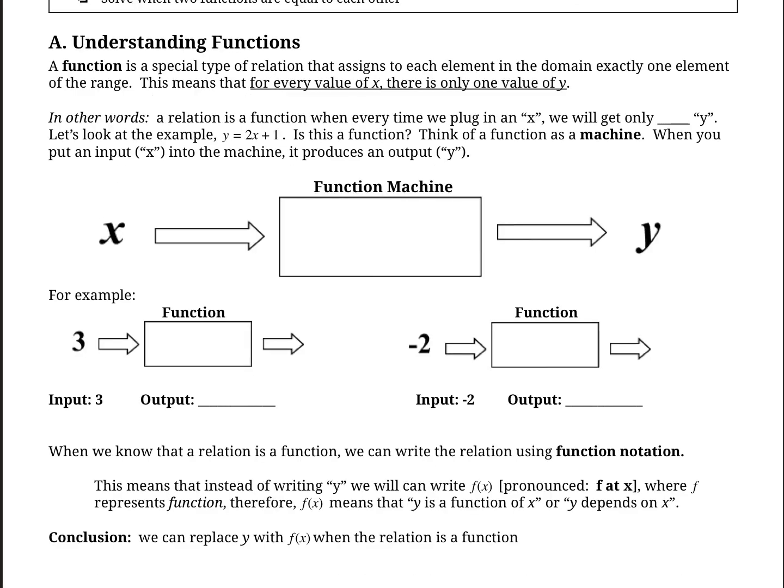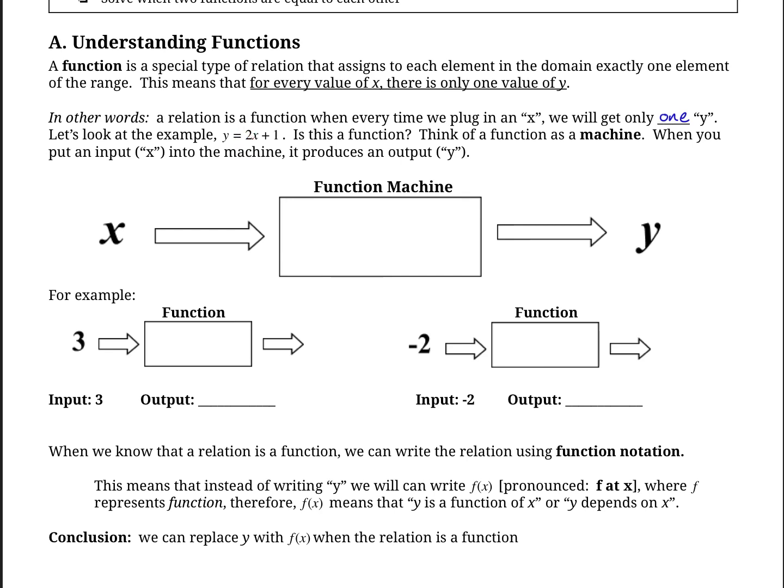So recall that in a function, for every value of x, there is only one value of y. So every time we plug in an x value into a function, we will get only one y value. Now let's look at the example y equals 2x plus 1. Is this a function? Well, yes it is. Y equals 2x plus 1 is a linear relation. All linear relations, unless it has a slope that is undefined, are functions. This in fact has a slope, it doesn't have an undefined slope, so this is in fact a function.